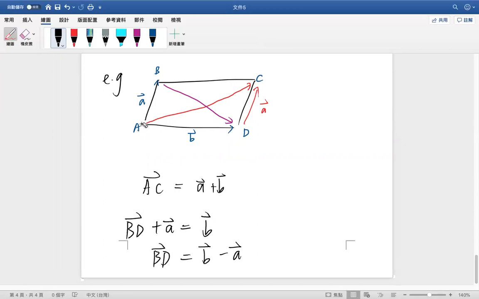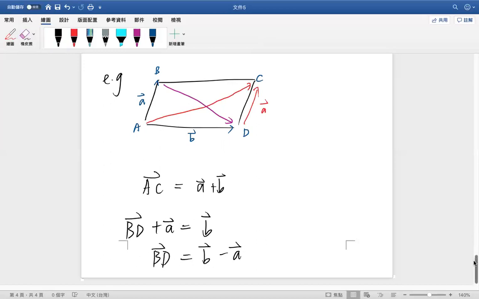Okay. So just now it was tip to tail for AC. Yeah. If I translate this A to here, they are tip to tail. And then if you add them, you get the vector AC here. Okay, I see. That's the first way we can find the BD.